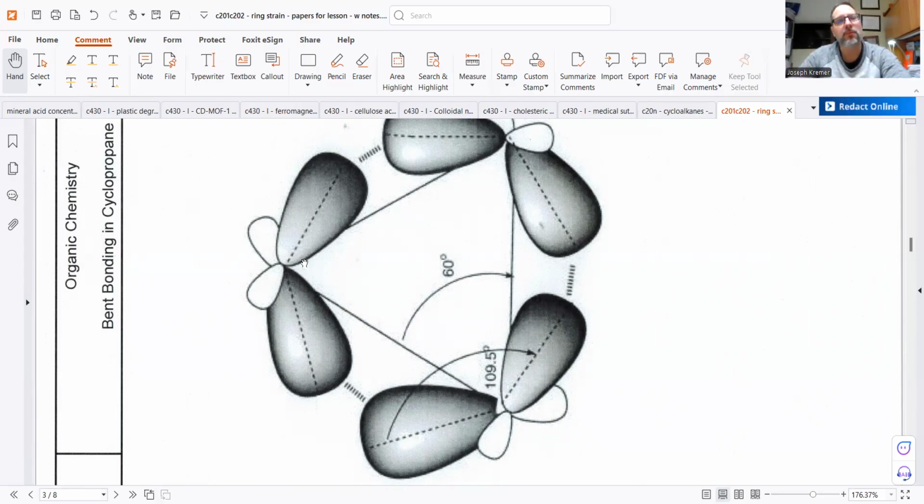But if we are scheduled to have bond angles of 109 degrees, and this cyclopropane has a bond angle of 60 degrees, the orbitals will not meet head on. They'll meet at an angle. That's not good. You get weaker bonds, more pent-up energy.